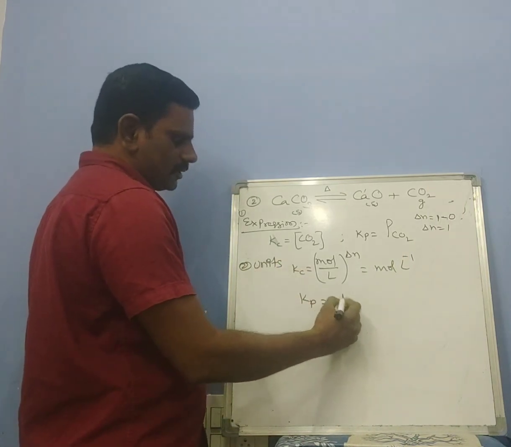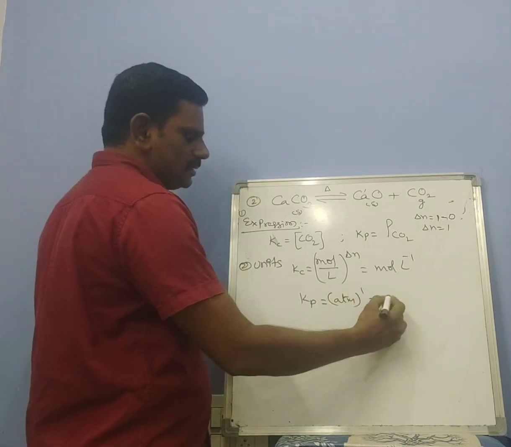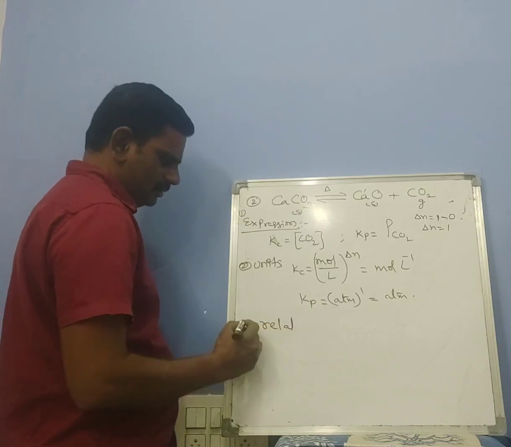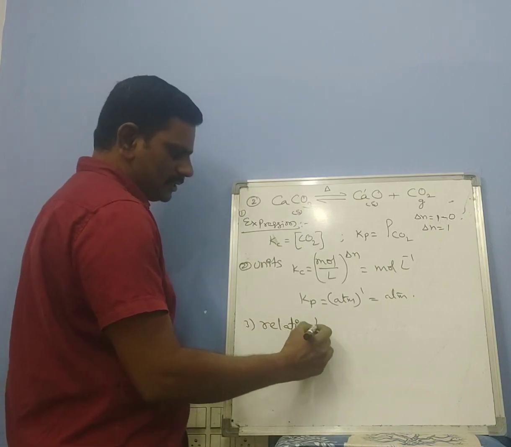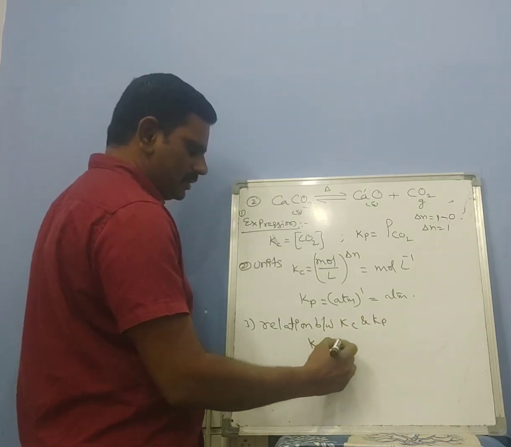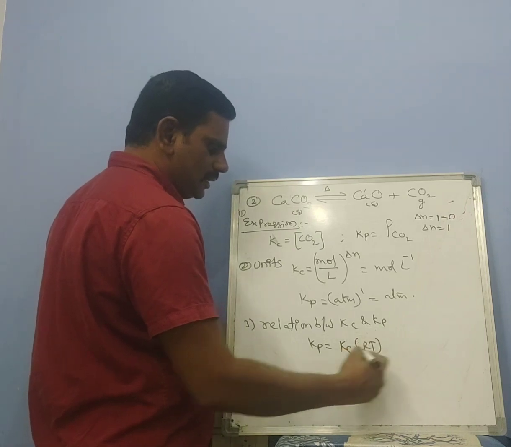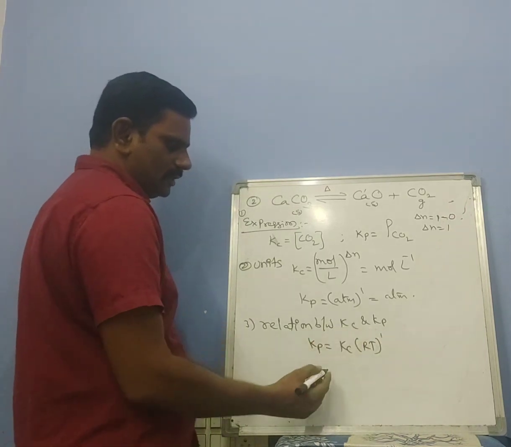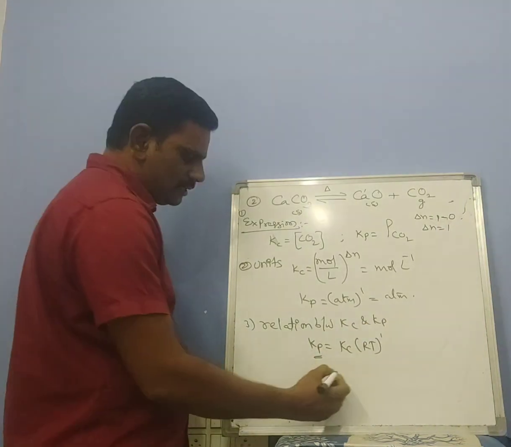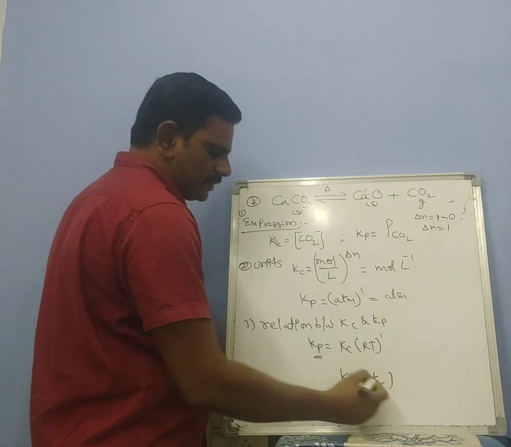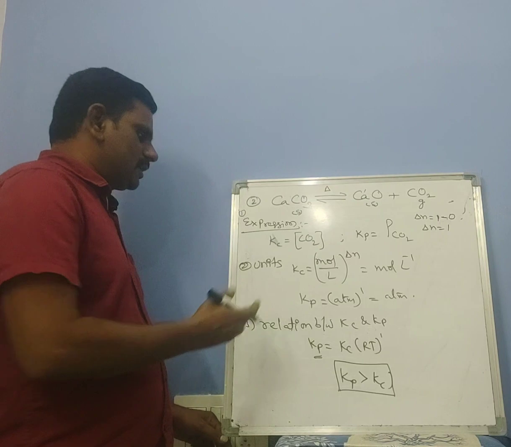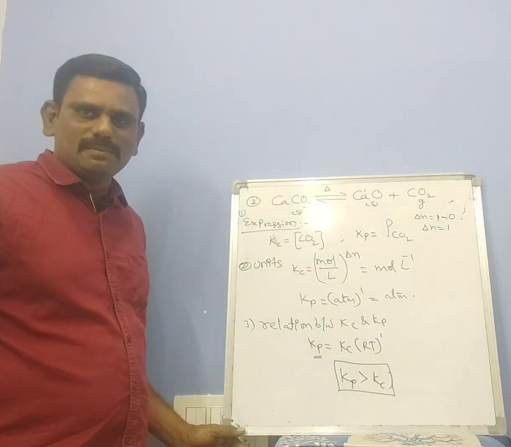Units of Kp: atmosphere to the power 1, means atmosphere. Relation. Third one, relation between Kc and Kp. The formula is there, no? Kp is equal to Kc into RT to the power delta N. Delta N value is 1, a positive value. So when it is a positive value, we already discussed, Kp is greater than Kc. Okay. So this is the expression, units and relation between Kc and Kp.